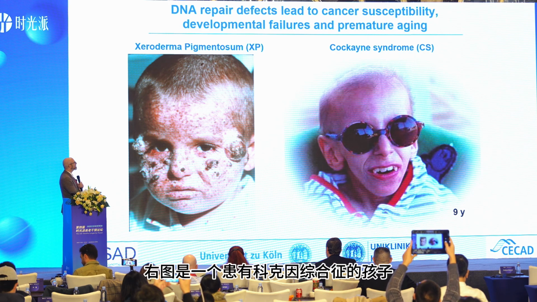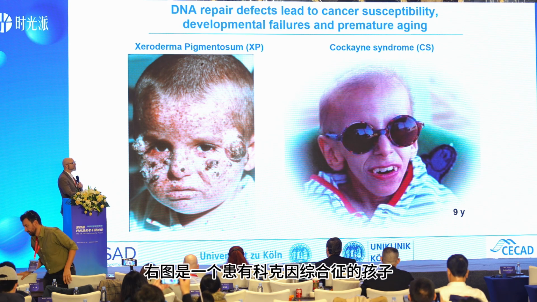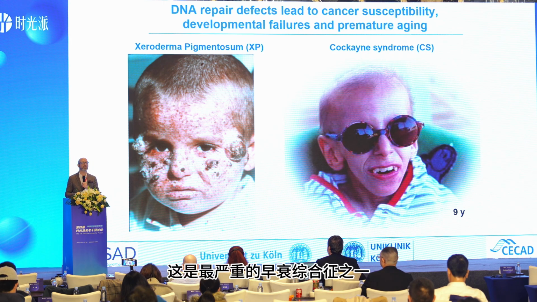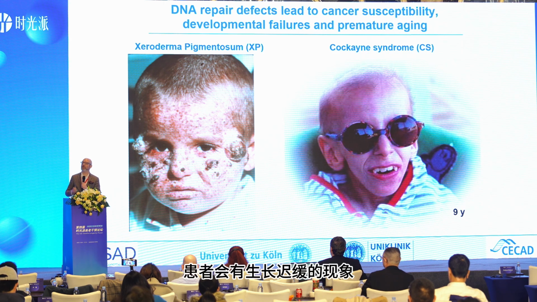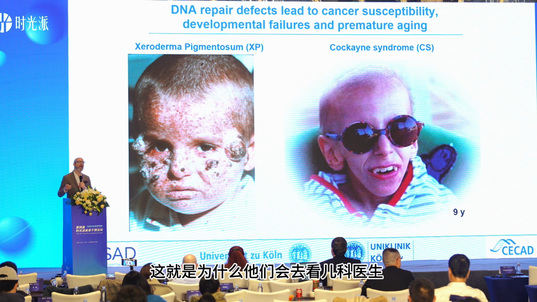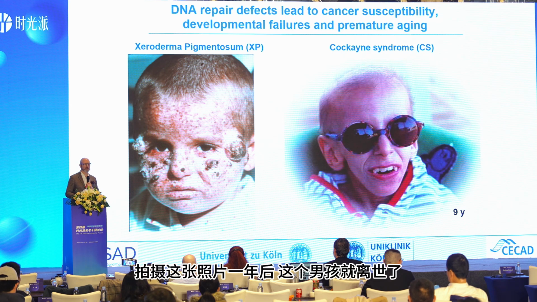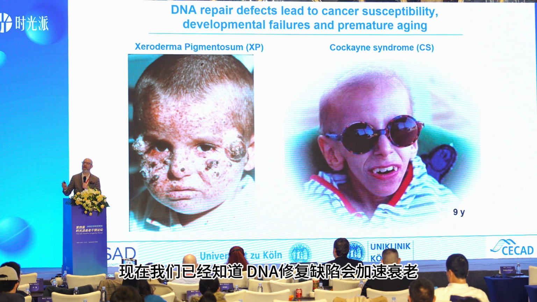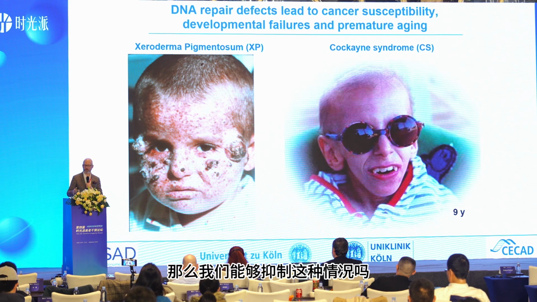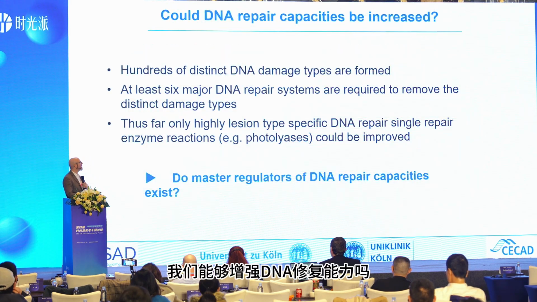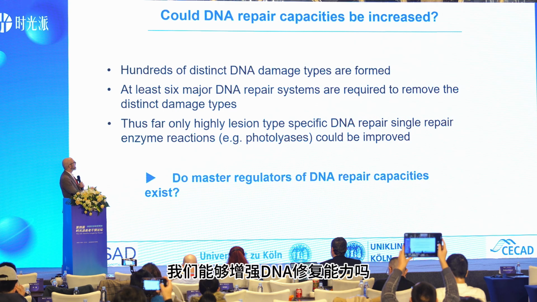And on the other side, you see a child who suffers from Cockayne syndrome, one of the most severe types of progeroid syndrome. And here the patients have a growth retardation, that's why they see the pediatrician, and then develop retinal degeneration, neurodegeneration, arteriosclerosis. And one year after this picture was taken, Baptiste, this boy, died. Now we know that defects in DNA repair can greatly accelerate aging. But how about the reverse? Can we make increased DNA repair capacity?